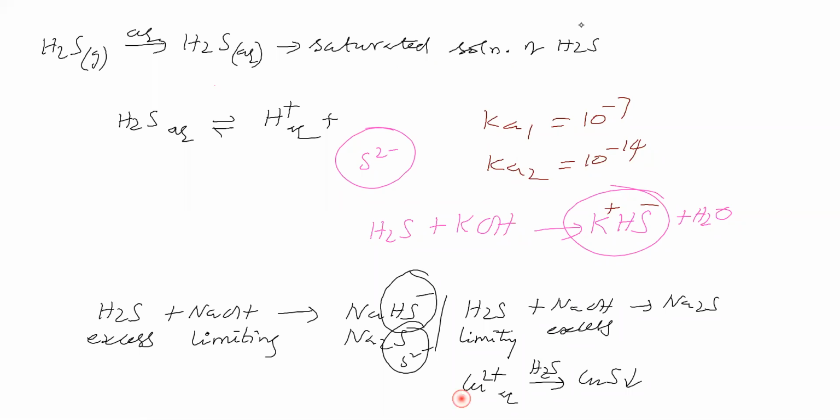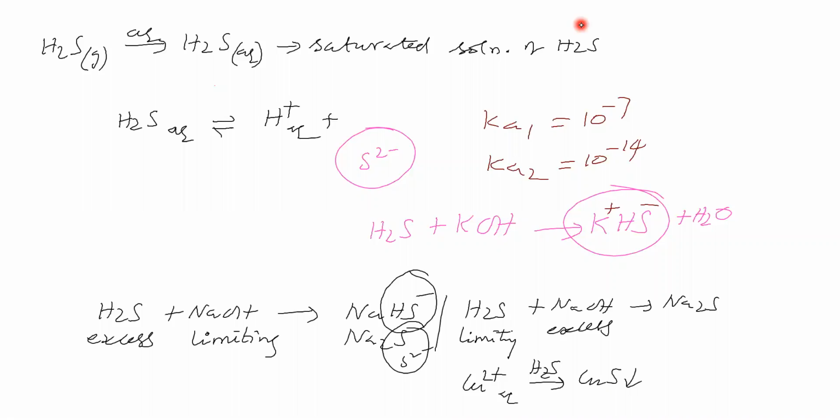Then you take group 2 analysis. You are saying bisulfide is present. Group 2 cation is copper ion. You are passing H2S gas, and you are getting precipitate CuS.